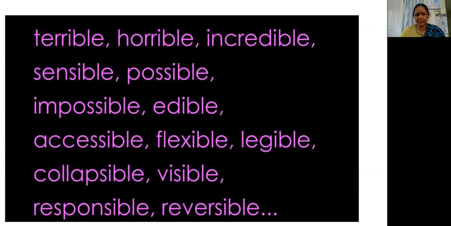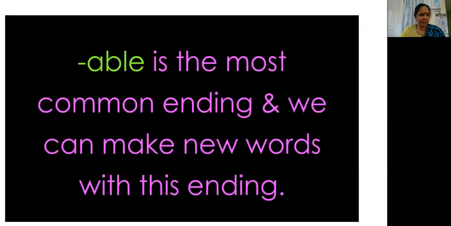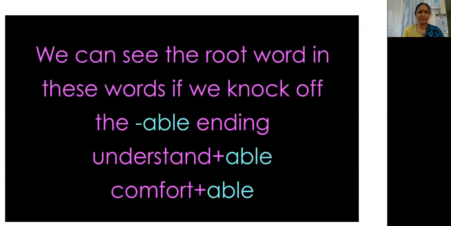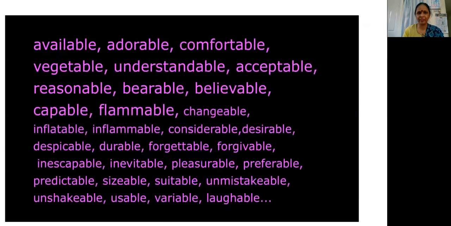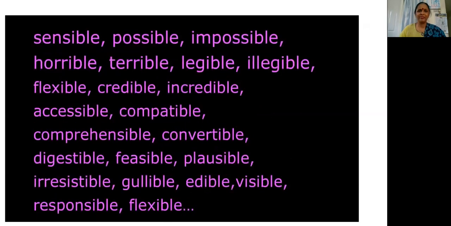Great words. So let's recap. Able is the most common ending, and we can make up new words with this ending. We can see the root word in these words if we knock off the able ending. And remember, we can keep the E or drop the E with likeable, lovable, useable. Some great able words are available, adorable, comfortable, vegetable, understandable, acceptable, reasonable, bearable, believable, capable, flammable, changeable, loads of them. And words in the ible list include sensible, possible, impossible, horrible, terrible, legible, illegible, flexible, credible, incredible.